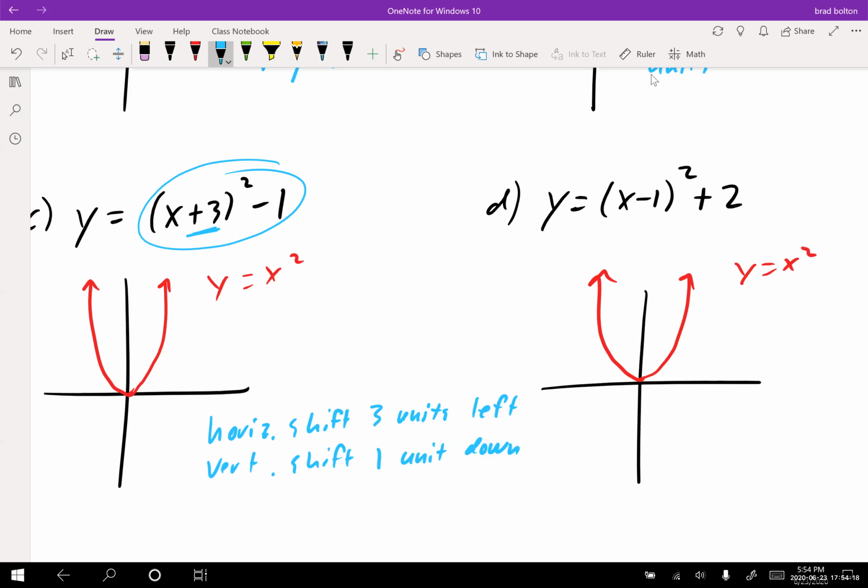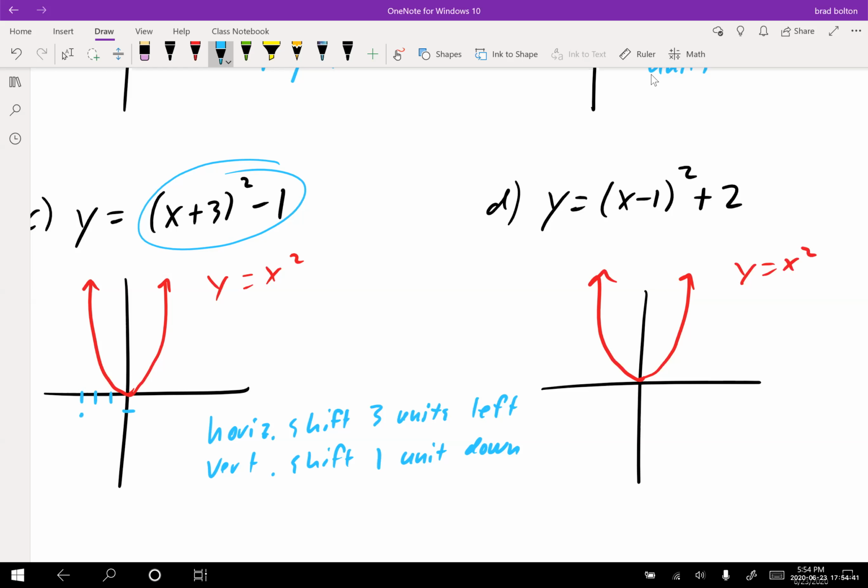Okay, so because it's a vertical shift, we don't flip the sign. We just go with, if it's negative, we go down. If it's positive, we go up. For the inner function right here, for x +3, we take the opposite sign always, okay? So we want to do a horizontal shift of 3 units to the left. So 1, 2, 3, and then we're going to shift 1 unit down.